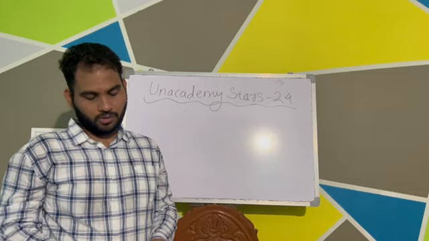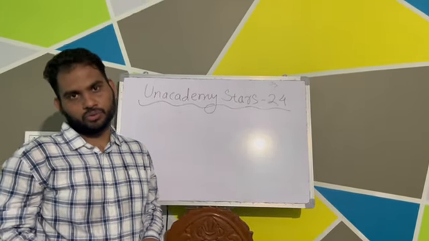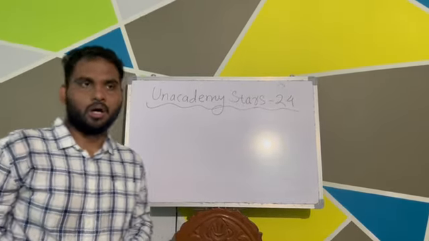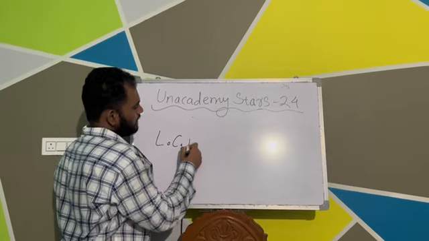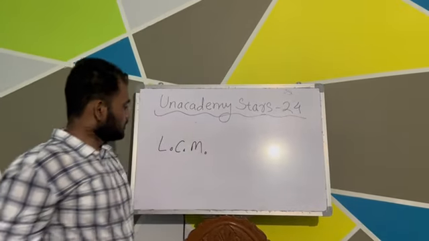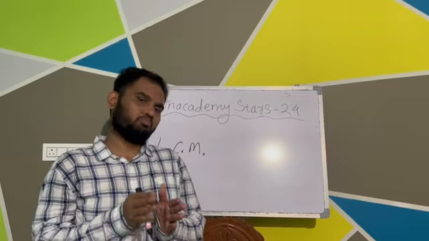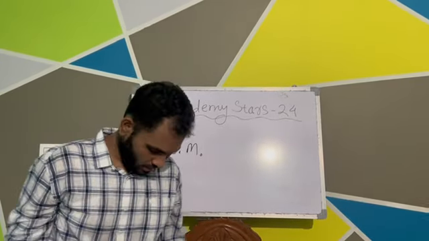Today we are here for our quantitative aptitude lectures and we are going to study the topic of L.C.M, also known as least common multiple. So as the name itself suggests, least common multiple is the minimum of the possible common multiples of given numbers.